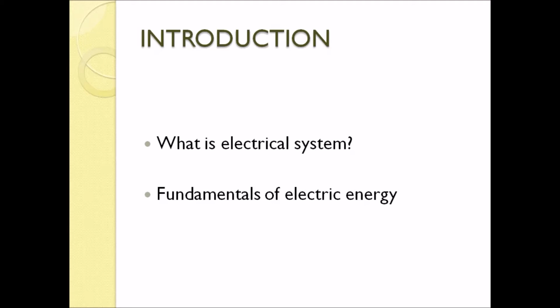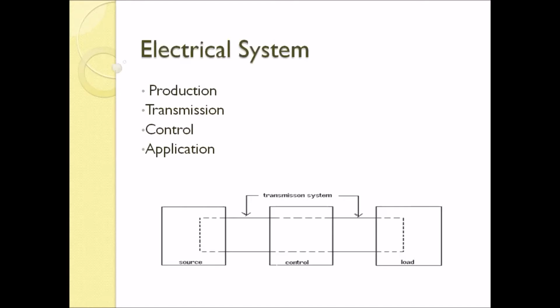And now we will talk about what is an electrical system and some basic fundamentals of electric energy. So when we talk about an electrical system, there are four units associated with it. First unit is representing the production section, in which we produce electricity. And for the production or generation of electricity, we are utilizing the energy of various sources.